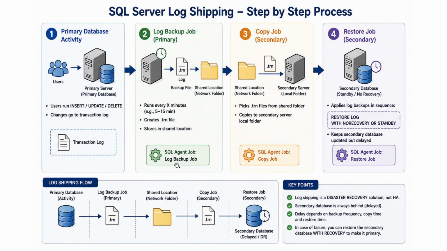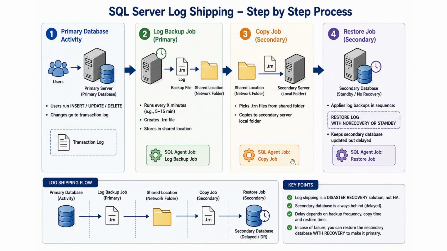Since it works on an agent job, it's always behind, and the delay is based on the frequency of your backup, copy and restore jobs. In case of failure, you can restore the secondary database with recovery to make it primary. So you can make the standby the primary. You have to restore it with the recovery option.